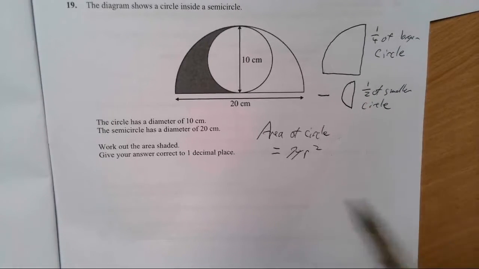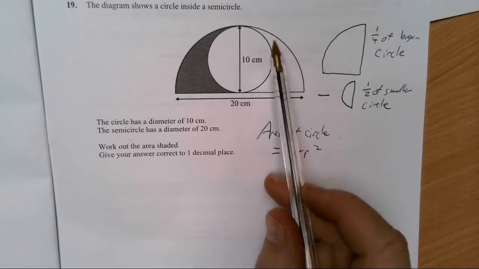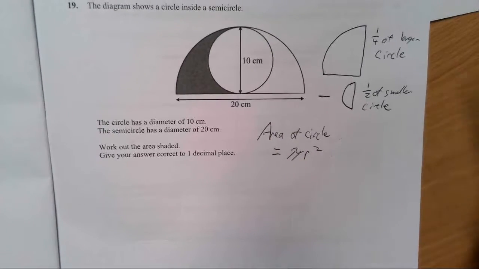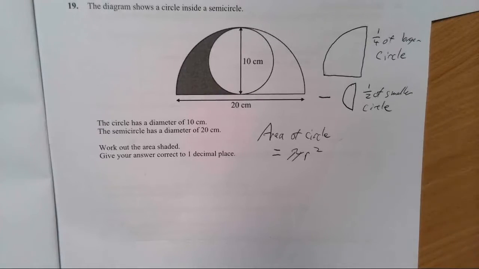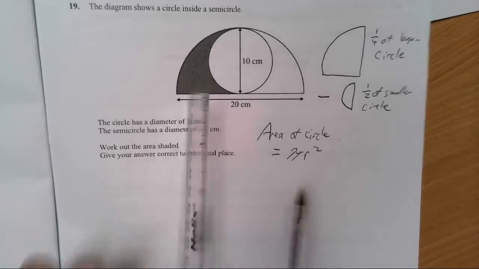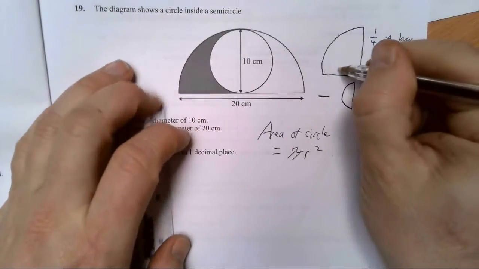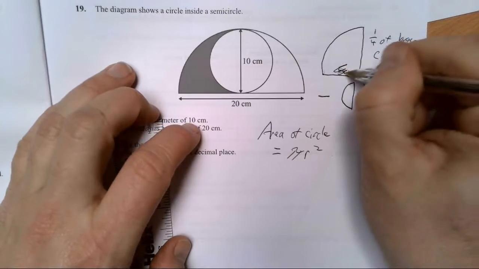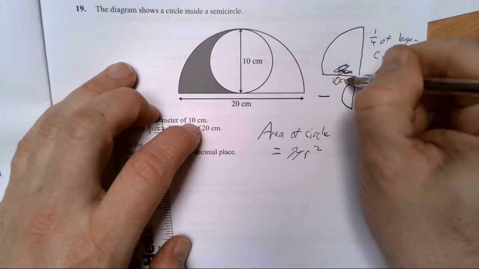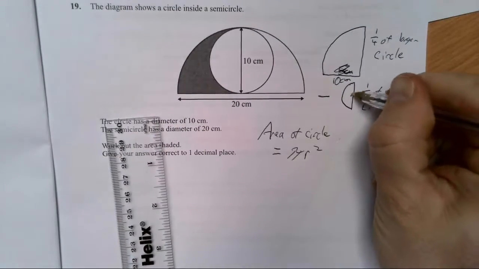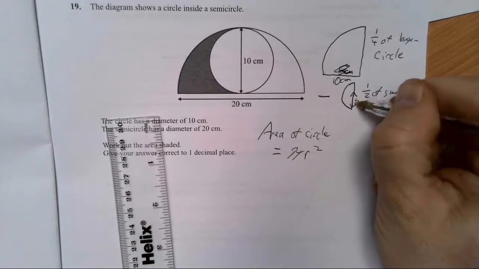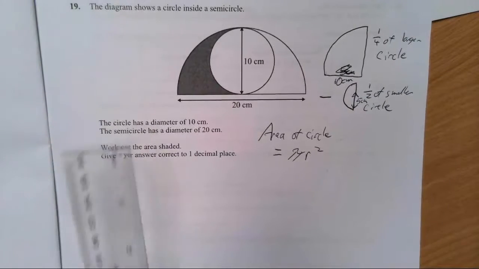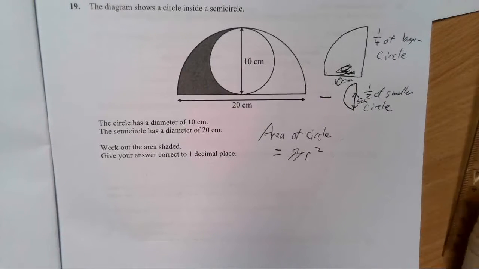First thing is that they're trying to trip you up by giving this information here as diameters. But you need the radius for this formula. So my larger circle here has a radius of, oh sorry, that's the larger circle, a radius of 10 centimeters. And my smaller circle has a radius of 5 centimeters, because it's half of each of the diameters.